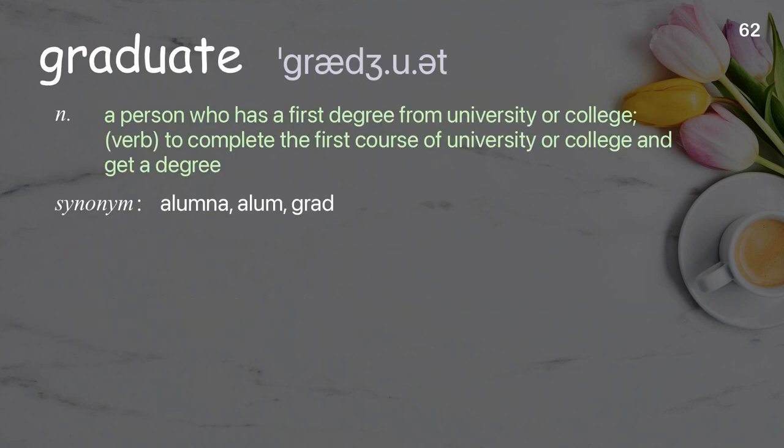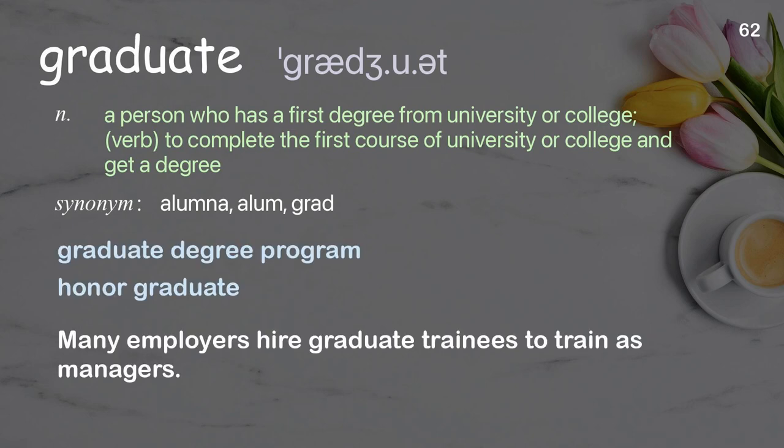Graduate: a person who has a first degree from university or college; verb: to complete the first course of university or college and get a degree. Examples: graduate degree program, honor graduate. Many employers hire graduate trainees to train as managers.